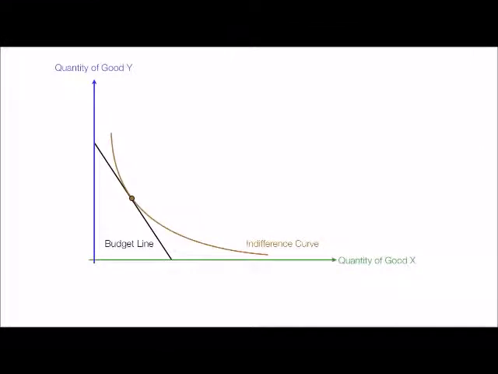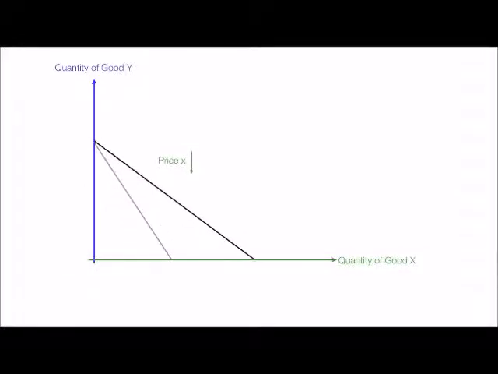Budget lines are typically taught alongside indifference curves, but in this tutorial, I'm just going to discuss budget lines. I'm going to show you what happens when the price of X goes up and what happens when the price of X goes down. And I'll discuss this in a lot of detail.